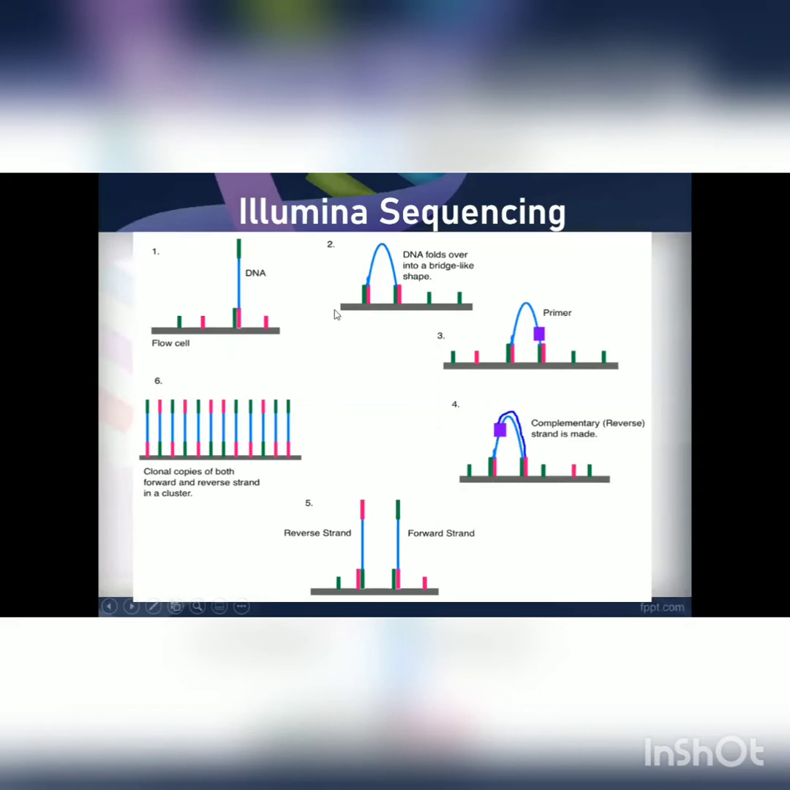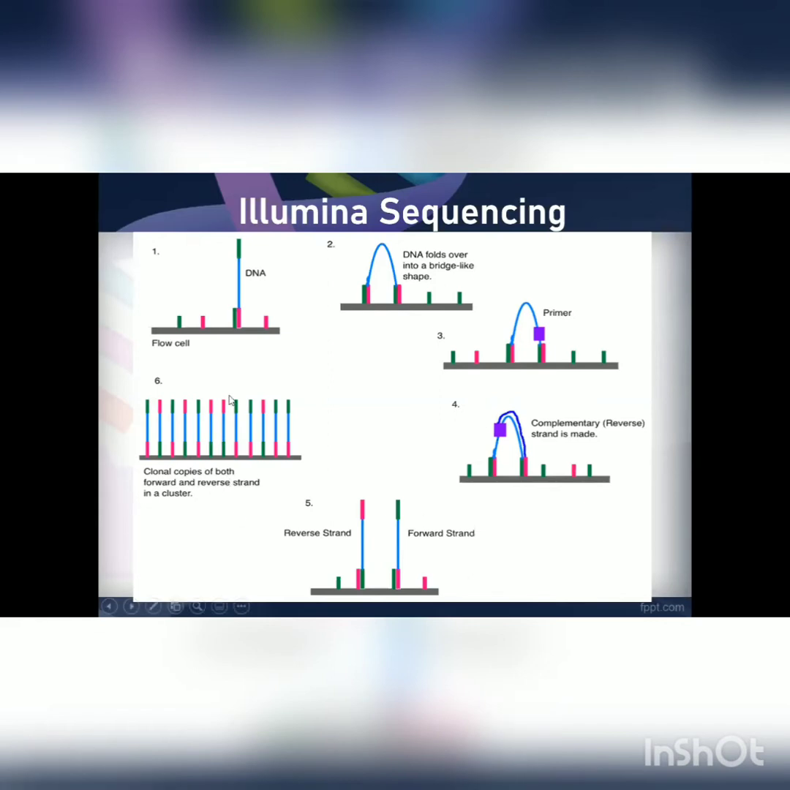First, the flow cell is used, and the DNA attaches to the flow cell via complementary sequences. Then the strand bends over and binds to the second oligo on this flow cell. Then DNA polymerase synthesizes the reverse strand. And you can see here in this image, the complementary strand is being synthesized. Then the two strands release and straighten. Each forms a new bridge, and that's called bridge amplification.